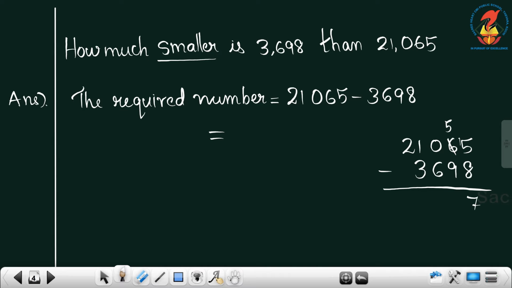5 minus 9, it is not possible. So, borrow from the next number. The number is 0, it is not possible. So, this number becomes 0, this is 10. Then again cut this, it's 9 and here 15. So, 15 minus 9, answer is 6. Then 9 minus 6, answer is 3. 0 minus 3, it is not possible. So, this is 1 and this becomes 10. 10 minus 3, 7, 1. Write that down.